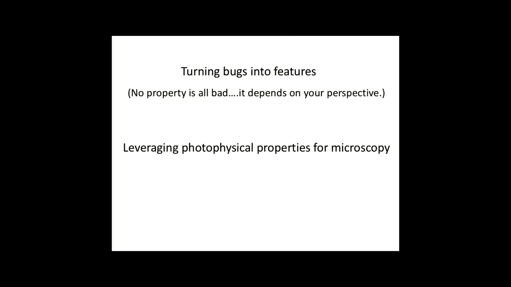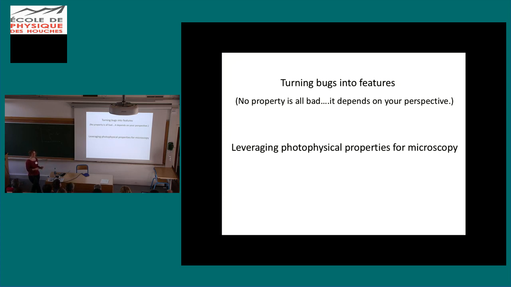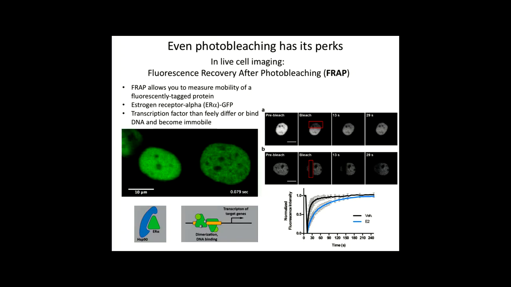Okay. But this is like how you could make the probes different or better, maybe. But we also can take these bugs and turn them into features. So no property is all bad. It really depends on your perspective. So how have some of these properties, such as dark state conversion, been leveraged for microscopy? So even photobleaching has its perks.